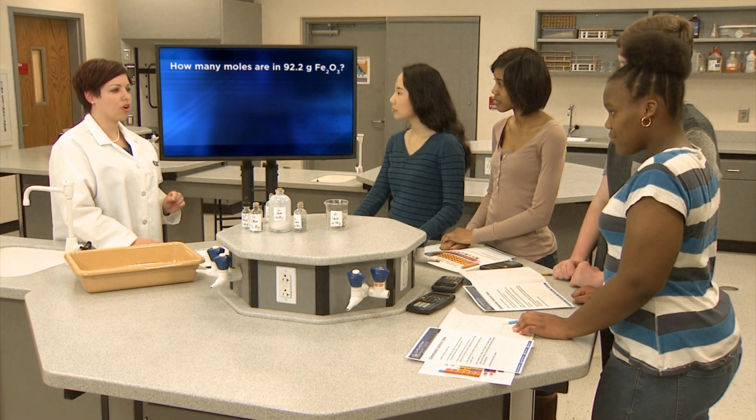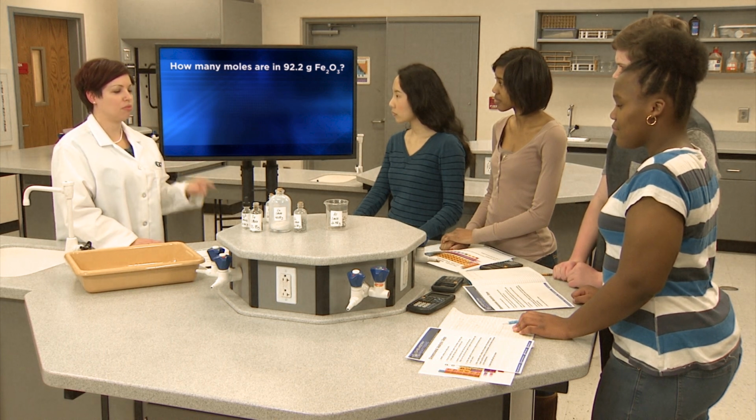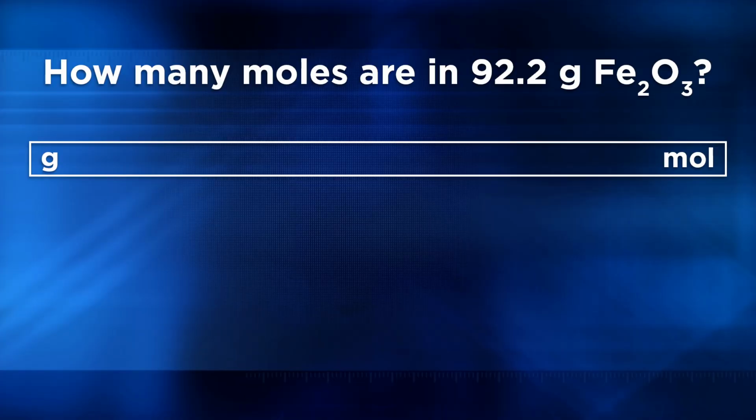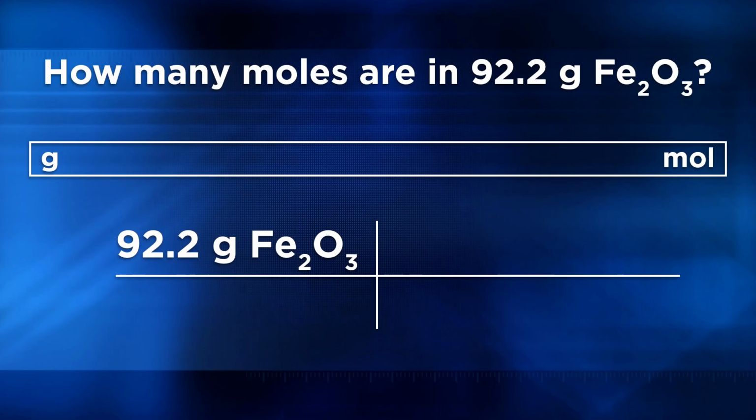Okay, let's try one more. Only this time we'll go from grams to moles. This question asks, how many moles are in 92.2 grams of iron 3 oxide, or Fe2O3? So, how can we work this one out? Since we are given 92.2 grams of iron 3 oxide, let's put that in the upper left-hand corner. Then let's put the grams of iron 3 oxide in the denominator on the next column. Okay, that sounds good. What would be next?